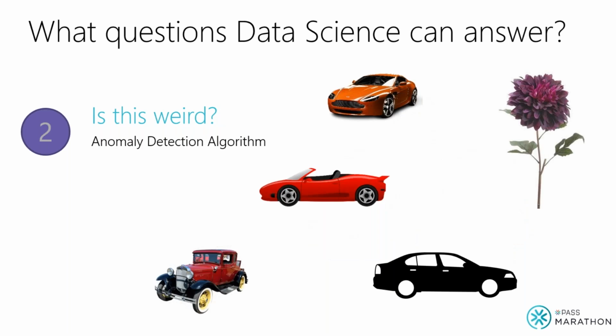The second one is we have a set of records, a set of observations. We need to find some odd records out of all these records. Now, as you see, I have added pictures of vehicles. In addition to that, you can see a picture of a flower. So if you think about all these pictures, the flower is the odd one.